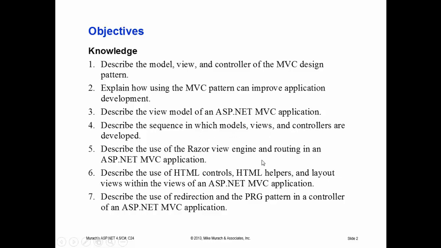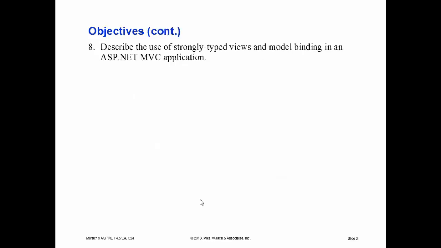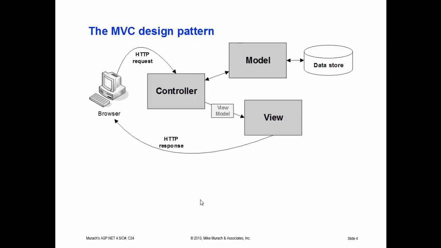We'll talk about the Razor View engine and how that applies to ASP.NET MVC. We'll talk about some HTML helpers. These are HTML controls that help us to generate HTML. We'll talk about redirection, so other ways that we can redirect pages in ASP.NET MVC. And finally, we'll talk about strongly typed views and model binding and how that can help make our code even cleaner in ASP.NET MVC.